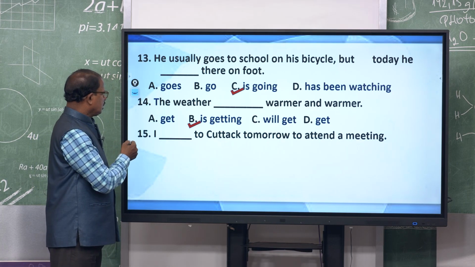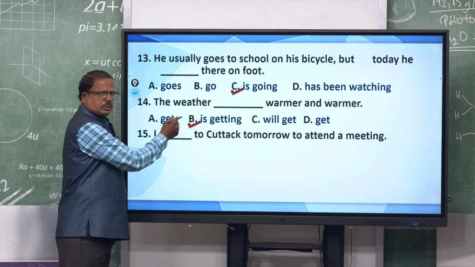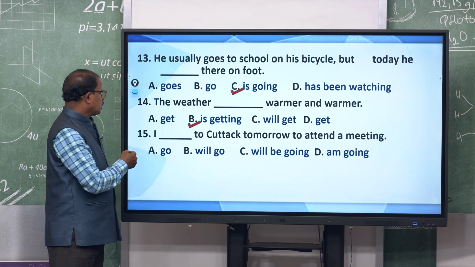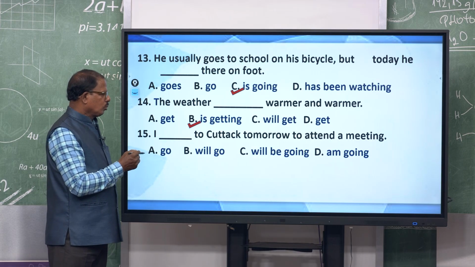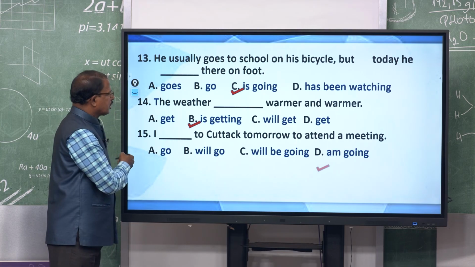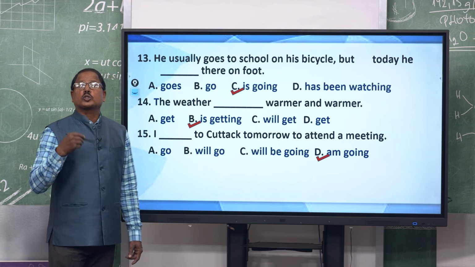And the next question, again this is also change. The next question, I dash to Cuttack tomorrow to attend a meeting. Options: go, will be going, am going, right? And the correct answer is am going, because this is a personal plan.